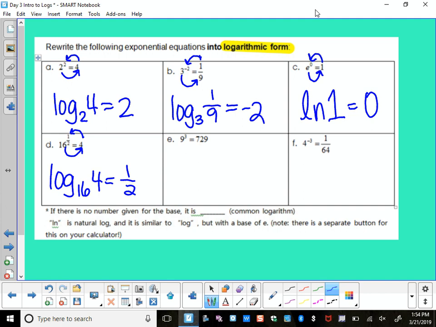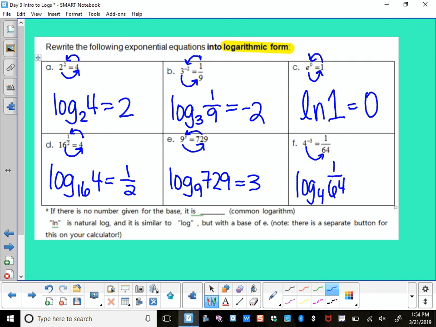Eric, letter E is yours. Log base what? 9. Okay, log base 9 of 729 is equal to 3. Alright, last one, Isaac. Log base what? 4 of 1 over 64 is equal to -3.